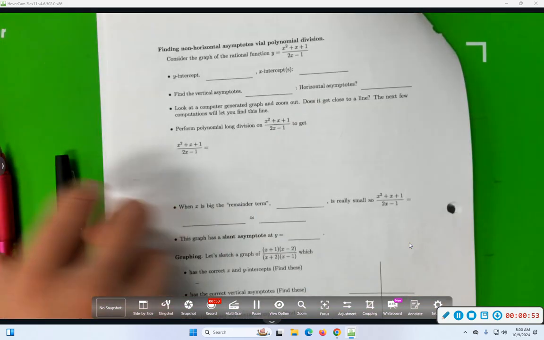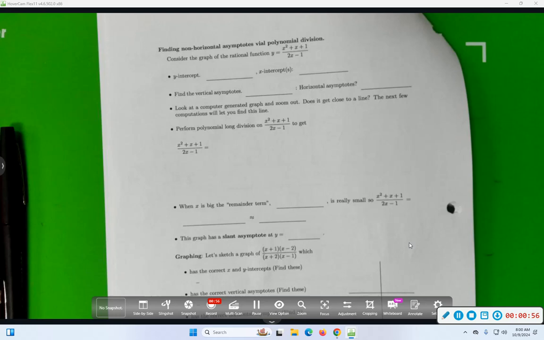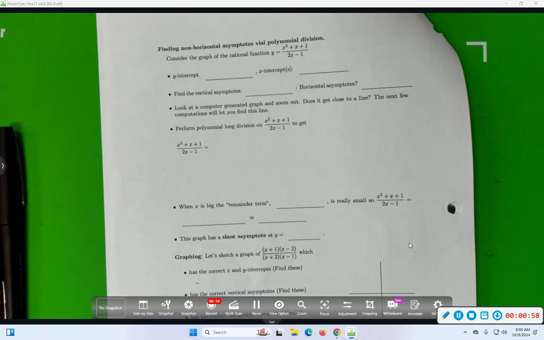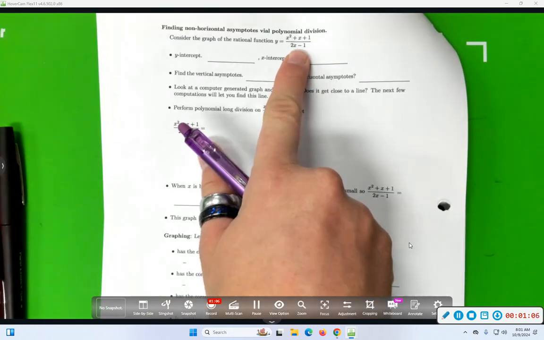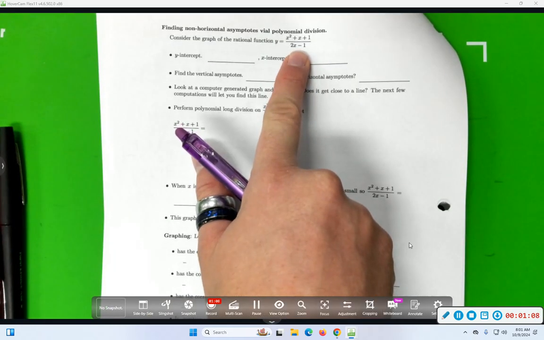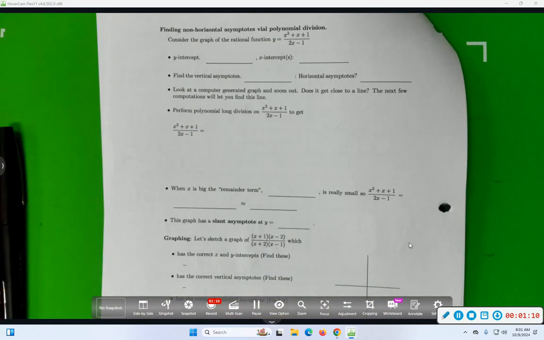Nice. All right. So let's talk about finding non-horizontal asymptotes. The trick you need is polynomial long division, but let's just list the things we can find. Is this the same function as was on the previous page? Okay, that's good. No guarantee that I would have set that up correctly, but it should be.